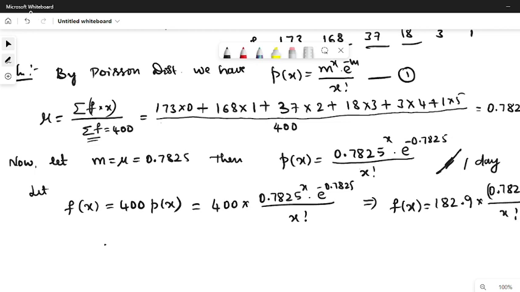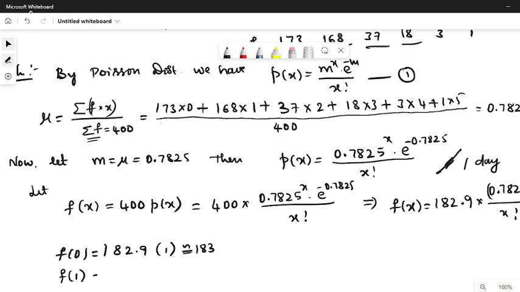Okay, now we need theoretical frequency. Actual data we have already. We need theoretical frequency right now. Now f of 0 equal to, so earlier we had 173. Here you can check that it will be 182.9 into 1. It is approximately 183.